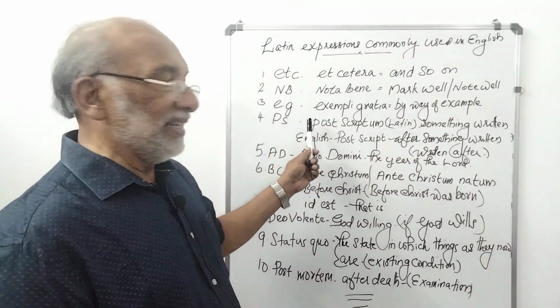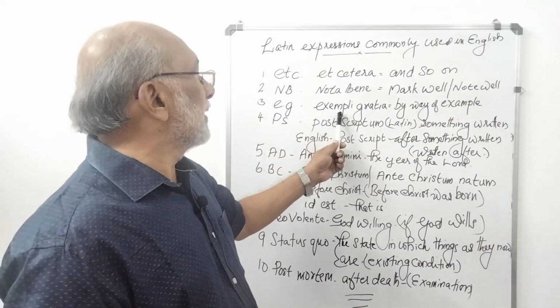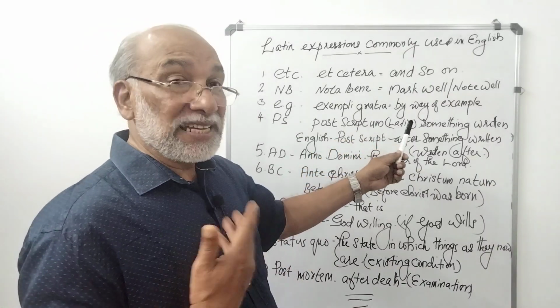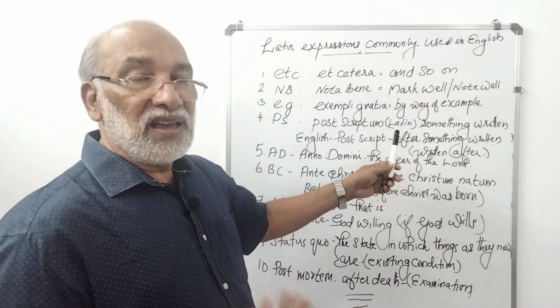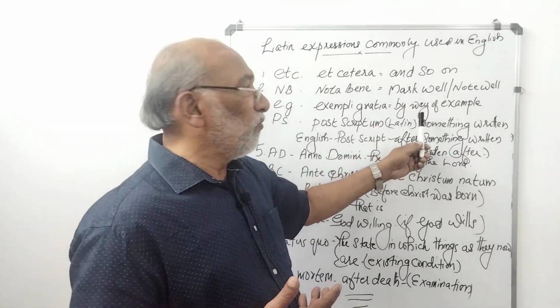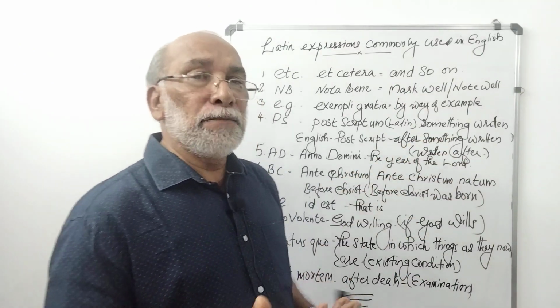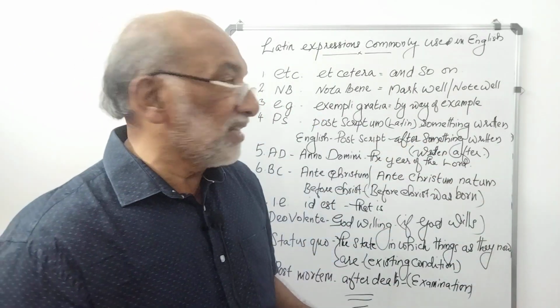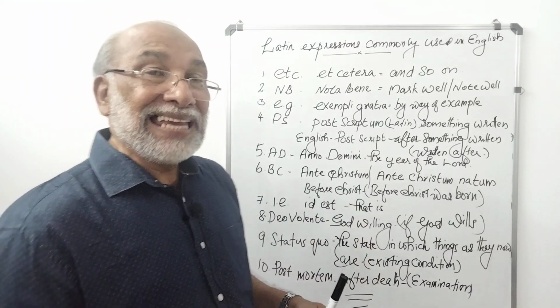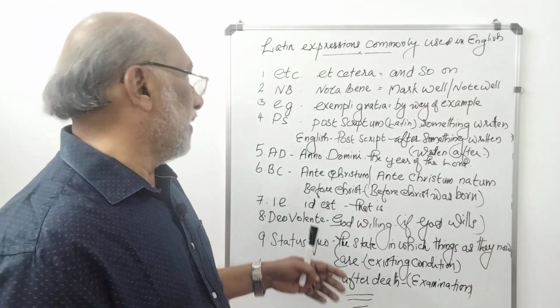And the third one is EG, exempli gratia. Every day we use it. But what is the expansion of it? Very often we do not know. Exempli gratia. What is the meaning? By way of example. That means to clarify things, we give examples. So here it is exempli gratia.